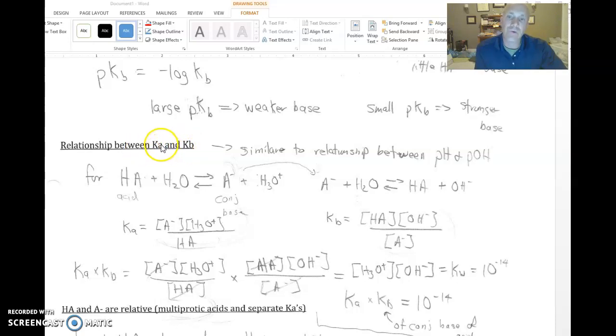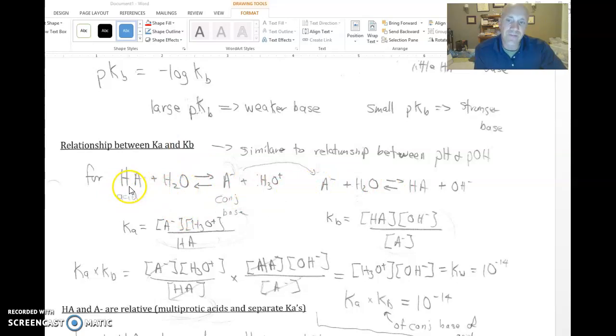All right. So please note that when I'm talking about this relationship, I'm not talking about the Ka of an acid and the Kb of the exact same acid. I'm talking about the Kb of the acid's conjugate base. All right. So let me show an example of that.